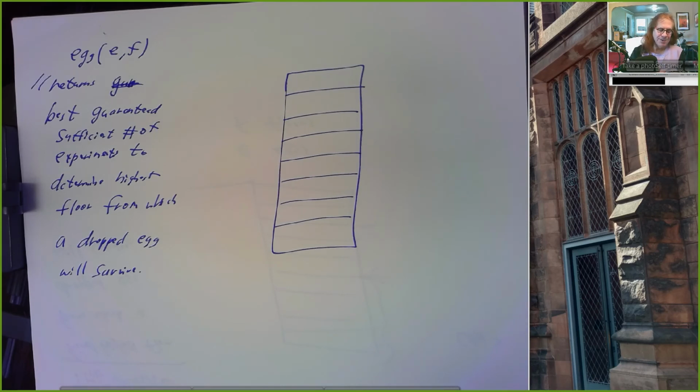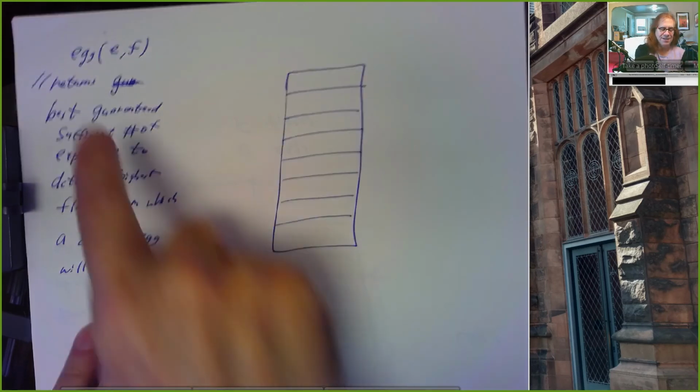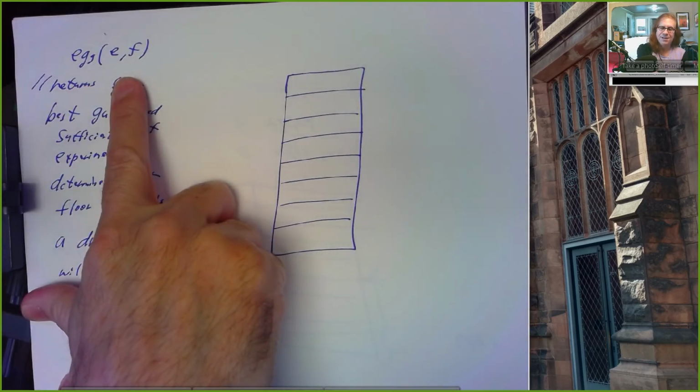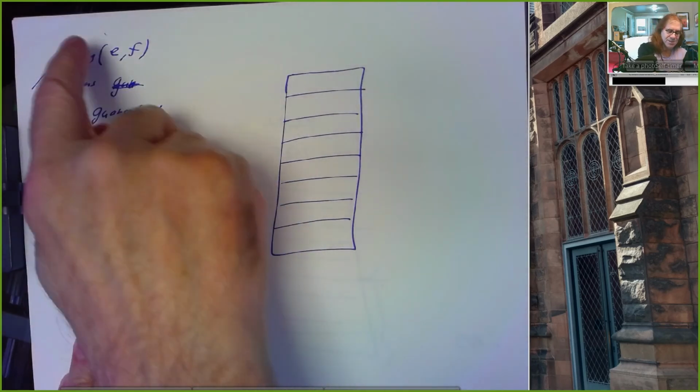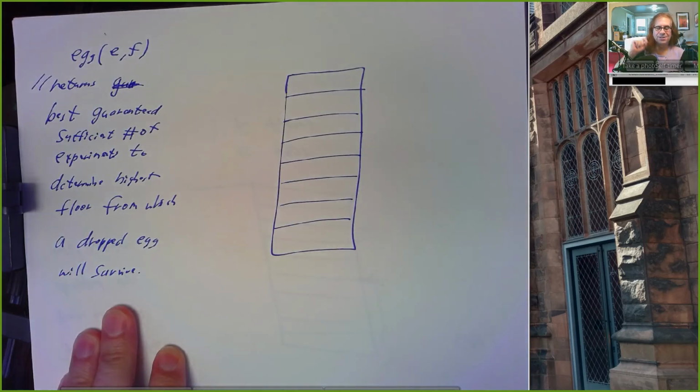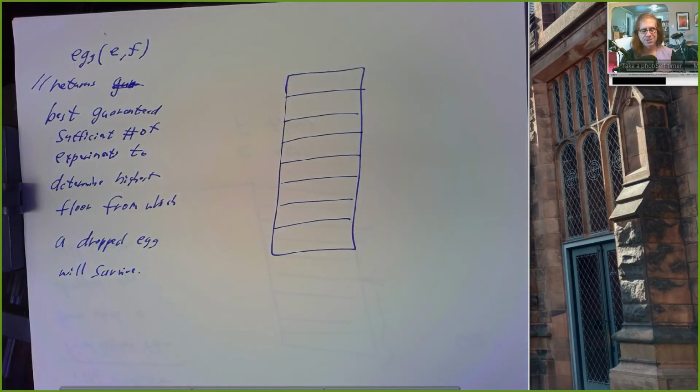All right? I want to be able to say, hey, with this number of eggs and floors, I guarantee you 7 experiments I can answer your question. And I want to know that 7 is the best I can do. If somebody else can guarantee that they can do this in 5 experiments, then I want my function to return the value 5. So this is returning the best guaranteed sufficient number of experiments to answer this question.